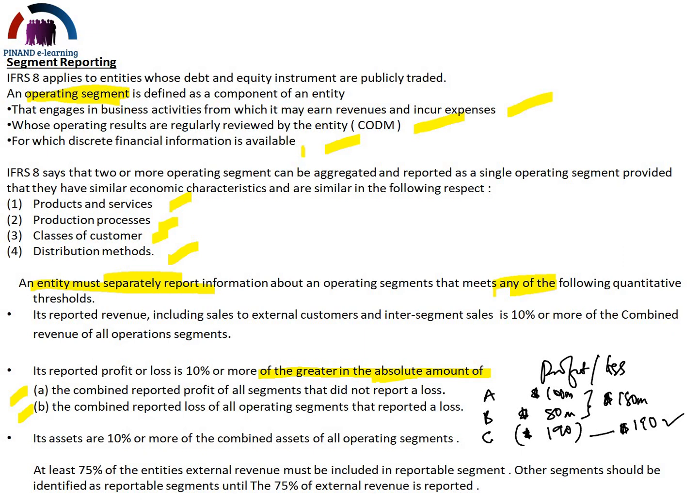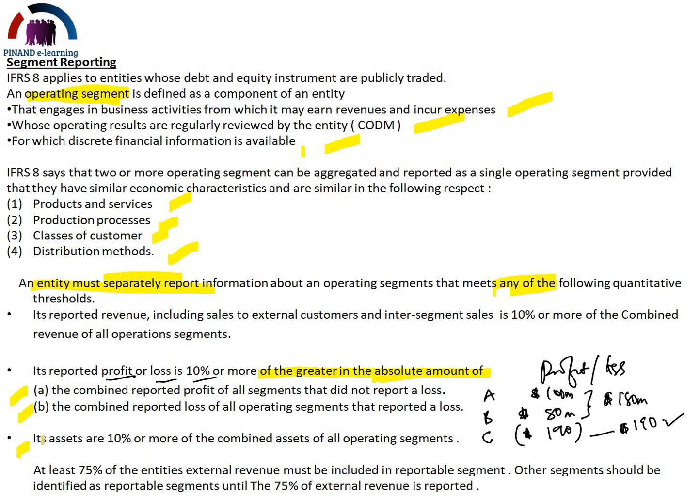You're looking for the measurement. Reported profit or loss is 10% or more of the greater, in absolute amount, of all branches that made profit that did not make loss, and all branches that made loss that did not make profit. I hope it's clear. Now, the third one is its assets are 10% or more of the combined assets of all operating segments. Pretty much straightforward, just like the first one.